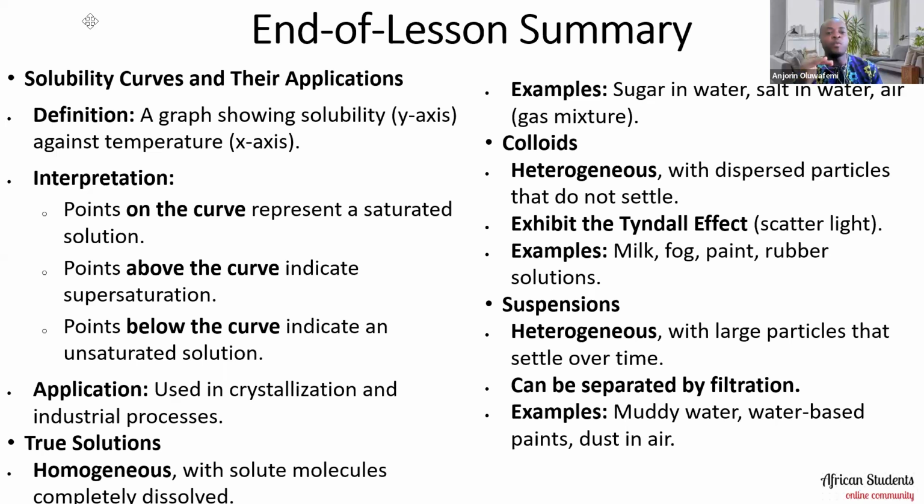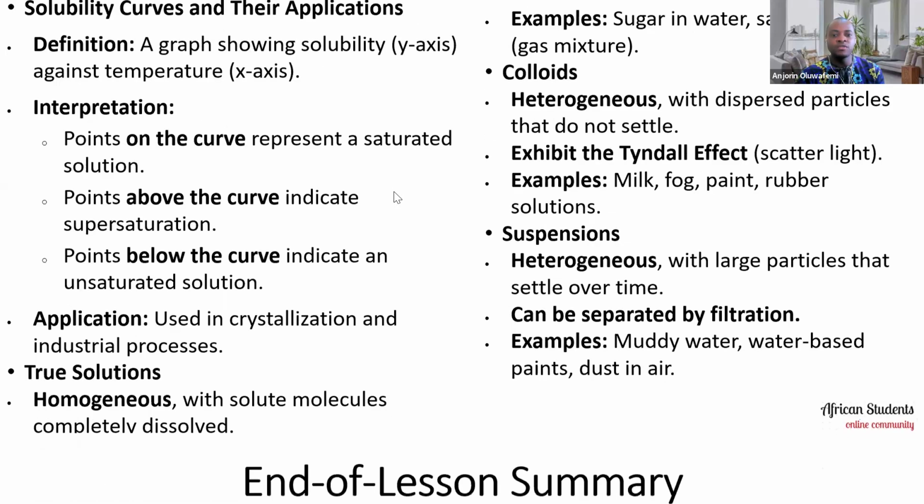We have talked about when we have points on the curve, it represents a saturated solution. Points above the curve indicate supersaturation, and then points below the curve indicate what? An unsaturated solution. We've talked about the application of solubility curve, and we also touched on true solution. We've defined what a true solution is, their characteristics. We've looked at a false solution, so to speak, that is colloids and suspension. We've defined them. We've also looked at their characteristics, okay? So these are some of the things that we have looked at in the course of today's lesson.